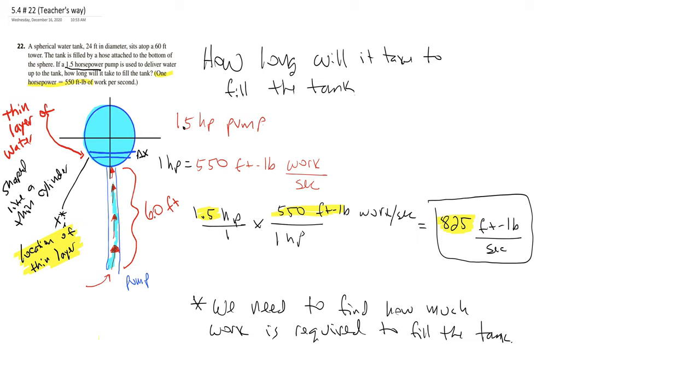Okay. Then what we're going to do is put this sphere on an XY Cartesian grid, and we're going to make a little cutout. This is like a thin layer of water on a sphere. If we draw our sphere in 3D and do a cutout right here, a thin layer, it's kind of hard to see. This little thin layer is going to be a cylinder.